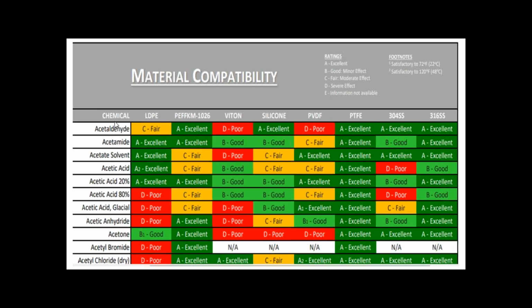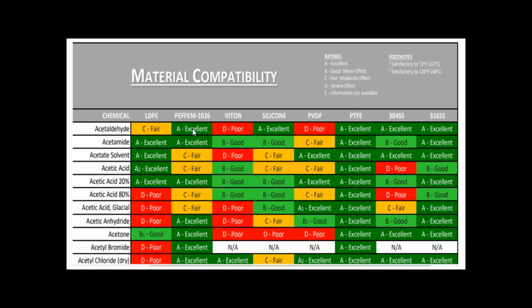So for example, if this chemical acetaldehyde, whether it is compatible with the LDP, that is low density polyethylene, it is indicated by C. So what does C mean? That C means fair. So moderate effect may be there if acetaldehyde is stored with the LDP.